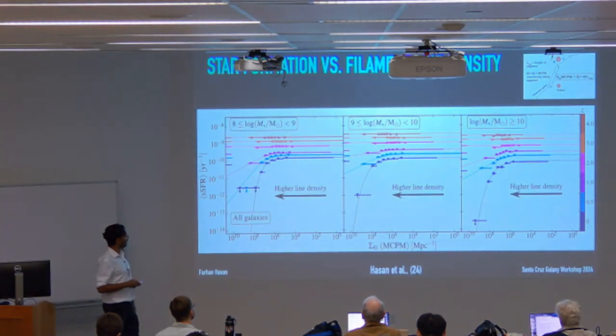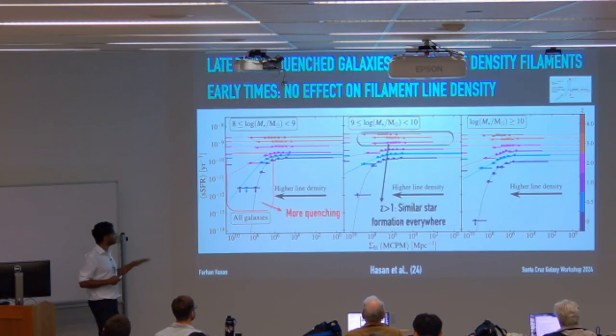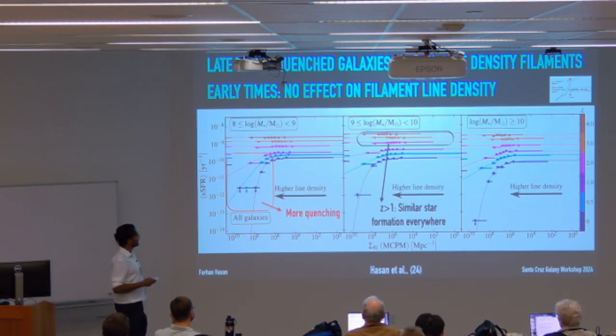Same thing for these higher mass galaxies, so intermediate masses, higher masses, and pretty much the same story is seen everywhere, which is that there are these two regimes, right? Or these two epochs. At low redshift, below 1 or so, there's more quenching in galaxies residing in high line density filaments. So this effect starts to decline with time, such that above redshift 1, you see no correlation between star formation and filament line density.